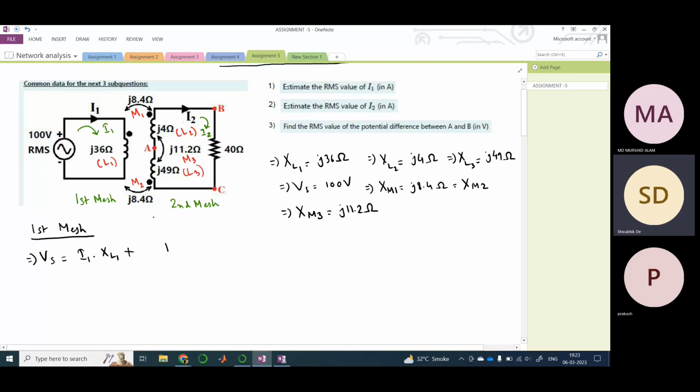This would be XM2, and this would be I2. Then as you can see, I2 will be flowing through here, and it would be entering through the negative part of inductor L2, right? So therefore minus would be there, and this would be what? Xm I2. I hope this equation is clear.